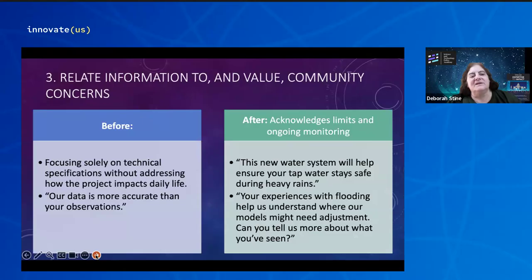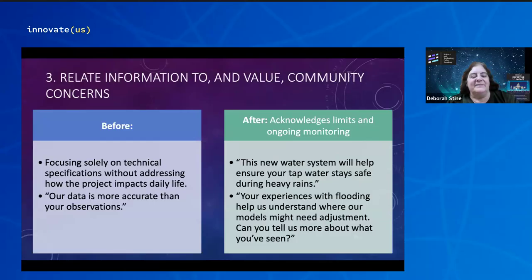So a third tip is relating information to community concerns. You don't want to focus solely on technical specifications without addressing how the project impacts daily life. A better way to say it would be, this new water system will help ensure your tap water stays safe during rain. Now that I look at this, I'm thinking, I don't know, maybe it's a little bit too strong.